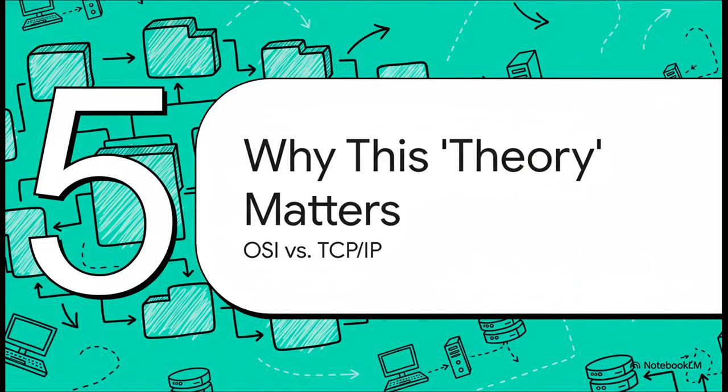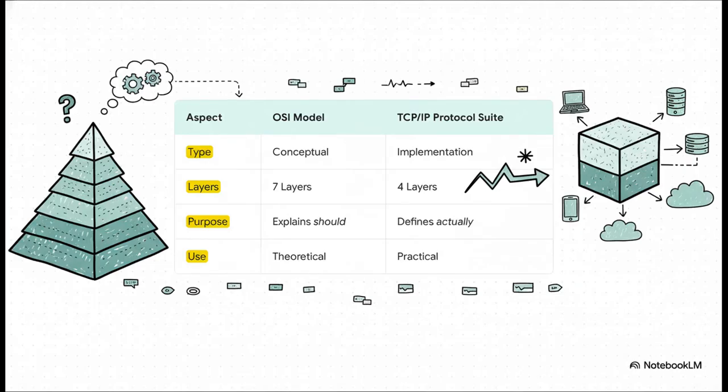Now, I know what you might be thinking. This is a great theory, but is this what my computer actually uses every day? And you know what? That is a fantastic question, because the reality of the modern internet is just a little bit different. Here's the deal. The internet doesn't strictly run on the 7-layer OSI model. It actually runs on a more practical 4-layer model called TCP/IP.